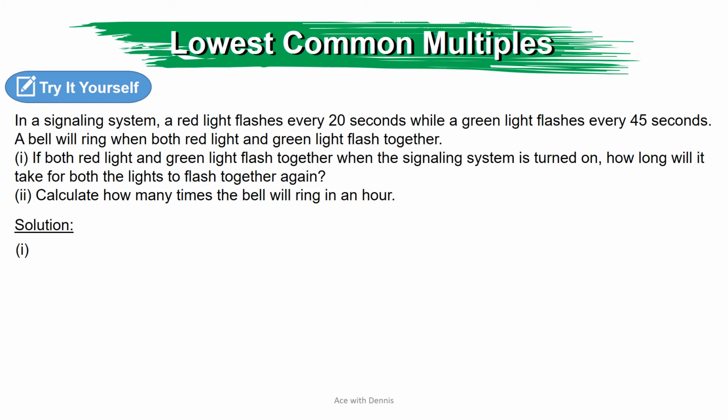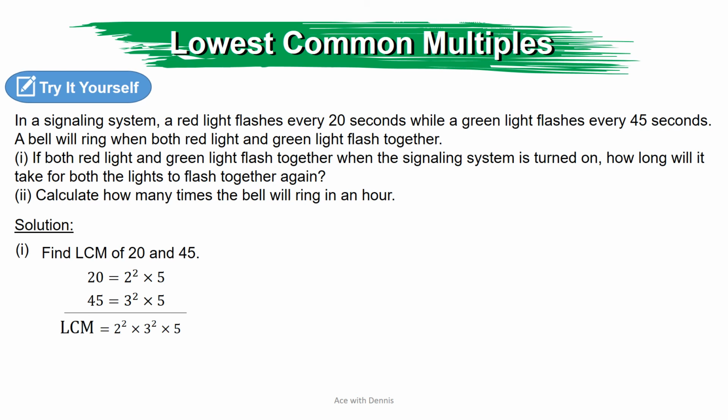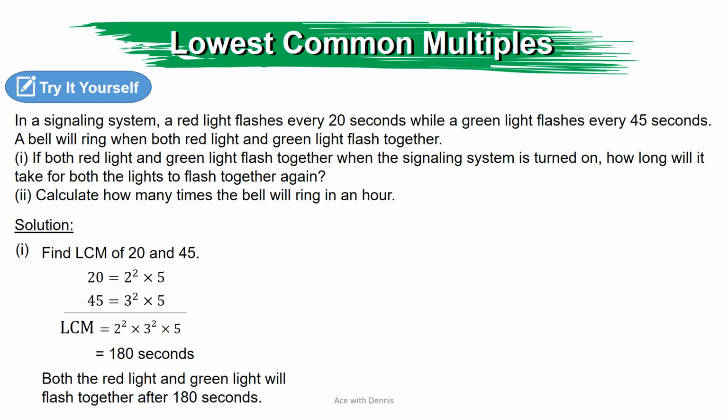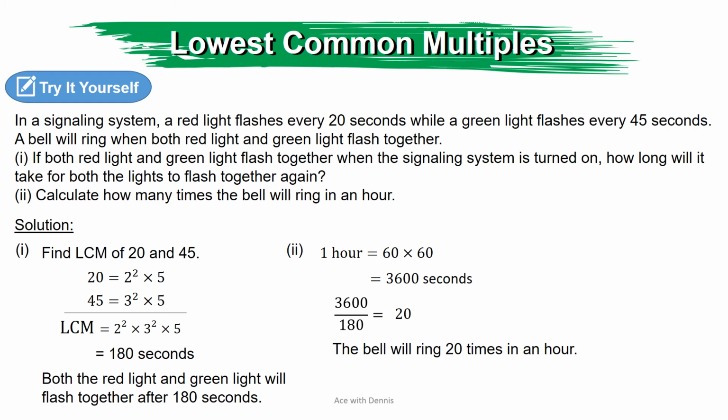Here is the solution. Number 1, we need to find the LCM of 20 and 45. So 20 is 2 squared times 5, 45 is 3 squared times 5. The LCM will be 2 squared times 3 squared times 5, which gives us 180 seconds. So both the red light and the green light will flash together again after 180 seconds. Number 2, 1 hour equals 60 times 60, which is 3,600 seconds. So 3,600 seconds divided by 180, we get 20, which means that the bell will ring 20 times in an hour.